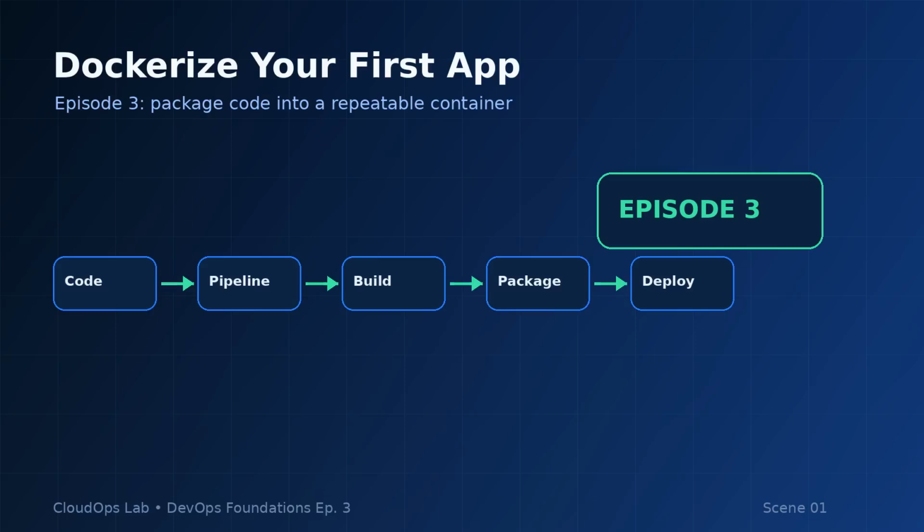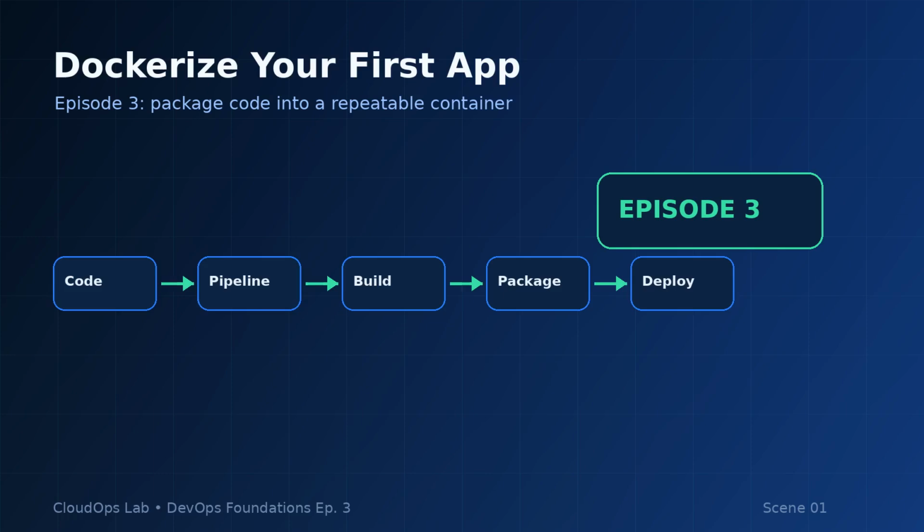This is episode 3 of the DevOps Foundation series. In episode 2, we looked at how a GitHub Actions pipeline checks code automatically. Now we need to answer the next question. What should the pipeline build? For many modern DevOps teams, the answer is a Docker image.